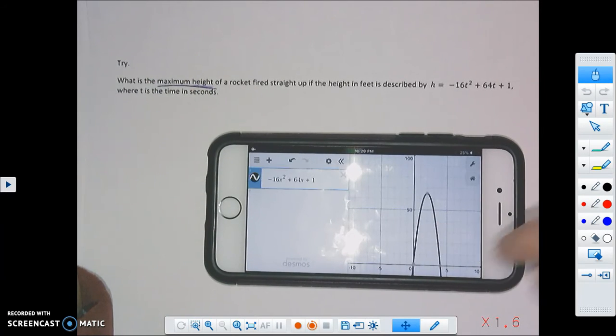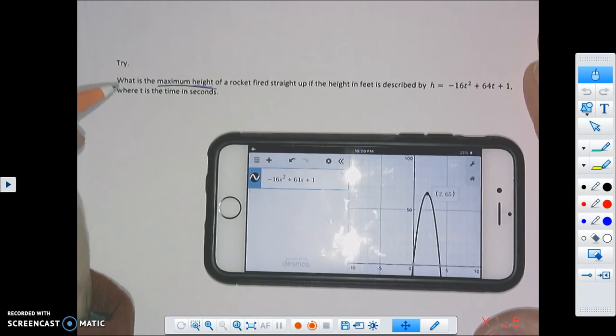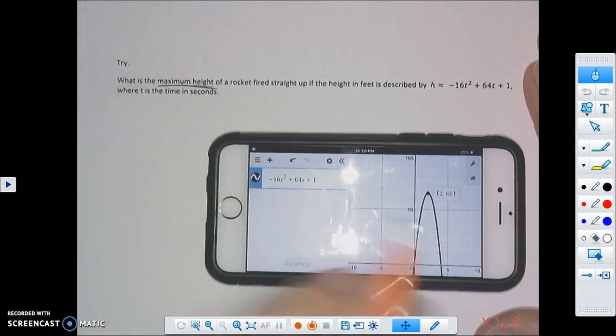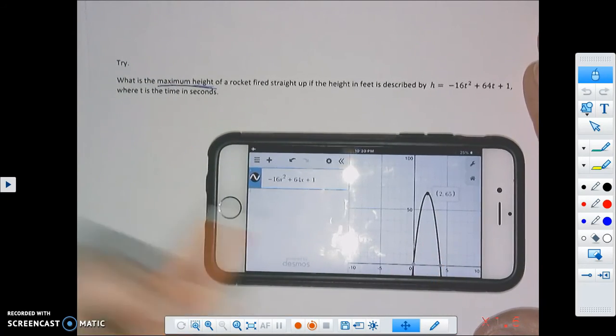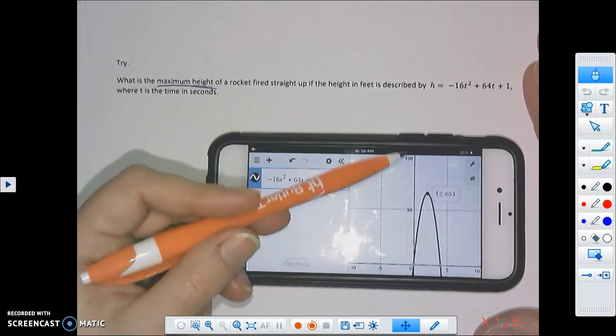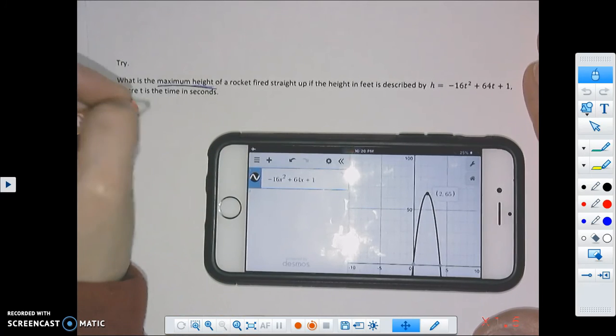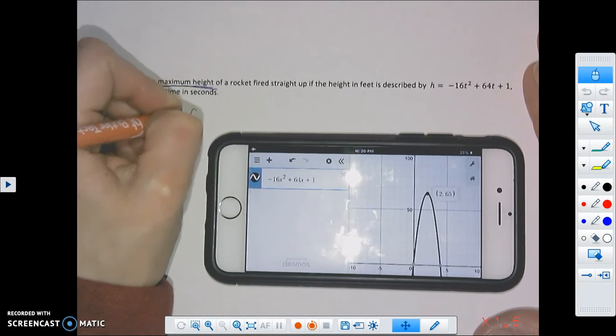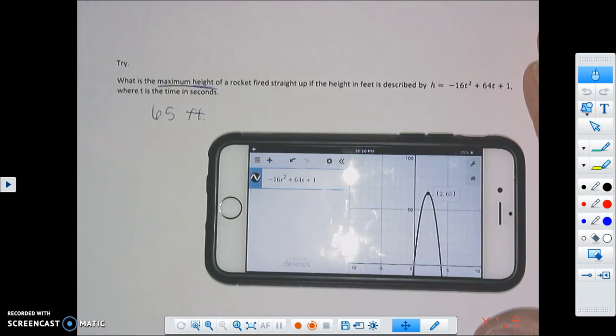And if we're talking about height, that means we want this vertex right there. The nice thing about Desmos is it will tell you the zeros, and it will tell you the vertex of any quadratic that you type in there. What is the maximum height? If the coordinates of our vertex are (2, 65), height is going to be our y coordinate here. So we're going to answer 65 feet. That's it.